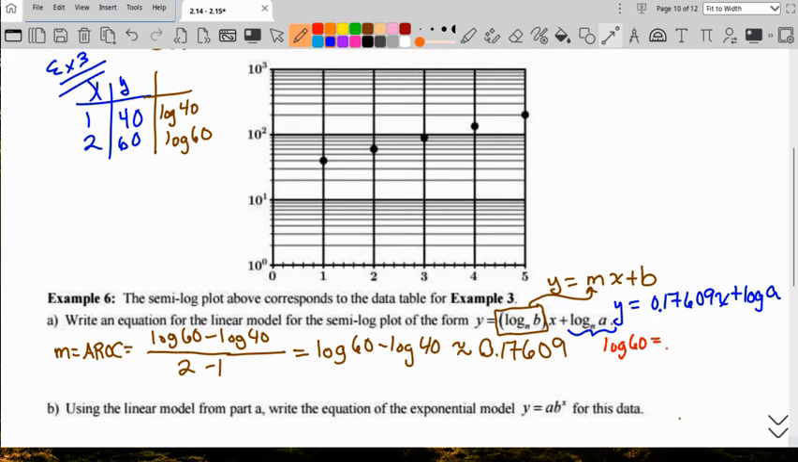Okay, so I've got the log of 60 equals 0.17609 times our x value. What was the x value that paired with the log of 60? That was 2. Color change that to 2. Okay, plus the log of a.